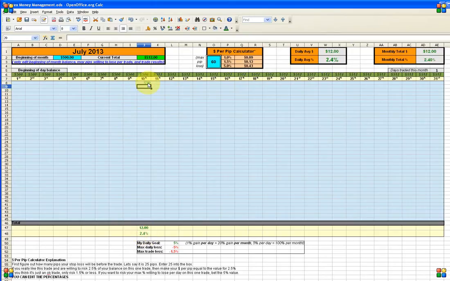So let's assume you do your 12. It adds up our total here. The next trade is negative 6. It adds up your total, gives you your daily average.